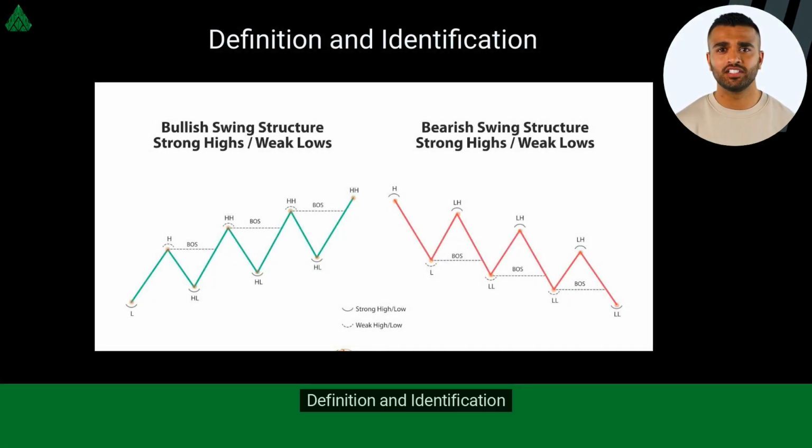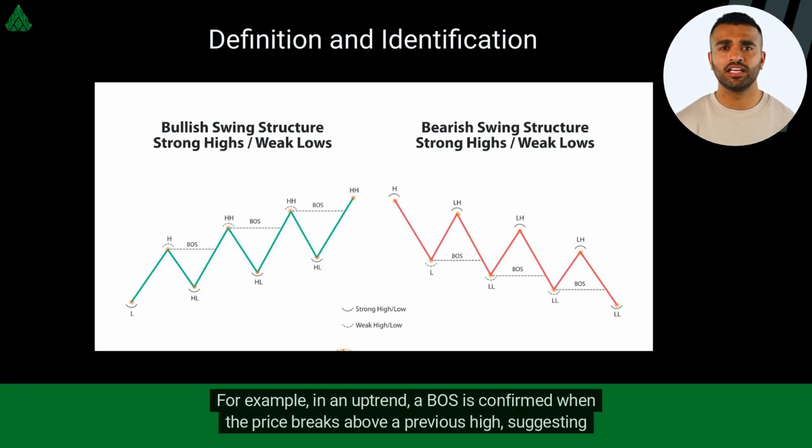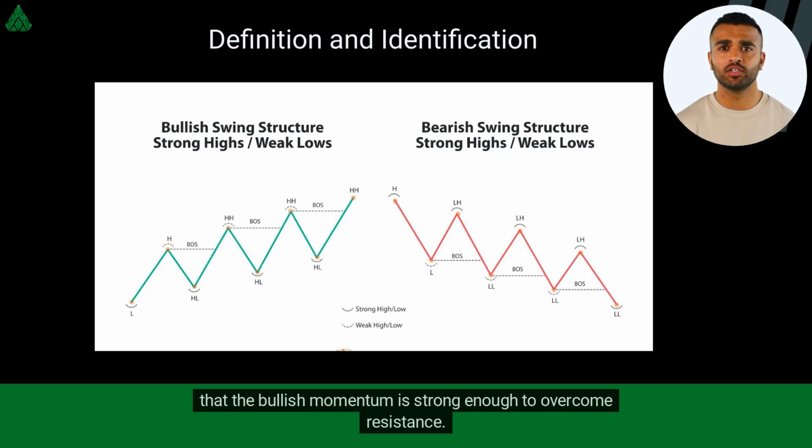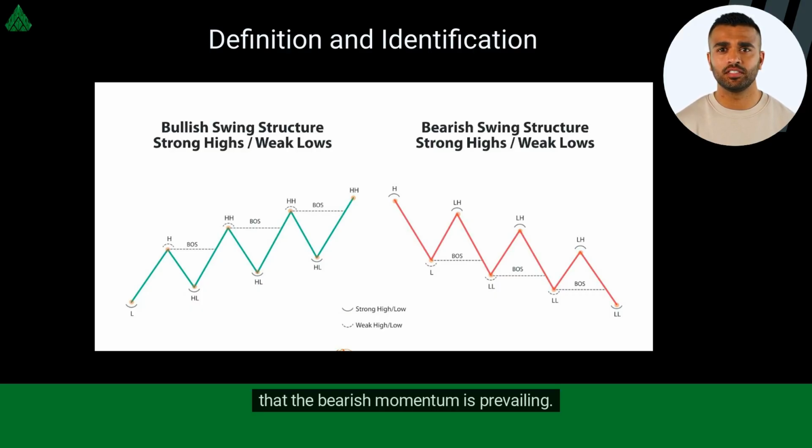Definition and identification. A BOS occurs when the price decisively breaks through a key support or resistance level. For example, in an uptrend, a BOS is confirmed when the price breaks above a previous high, suggesting that the bullish momentum is strong enough to overcome resistance. Conversely, in a downtrend, a BOS is confirmed when the price breaks below a previous low, indicating that the bearish momentum is prevailing.